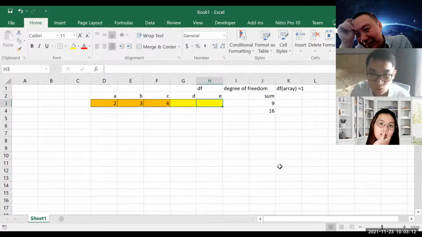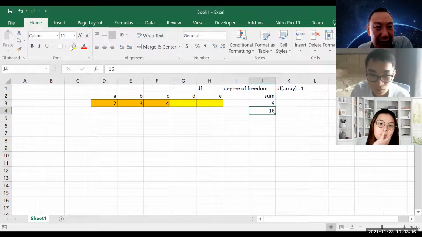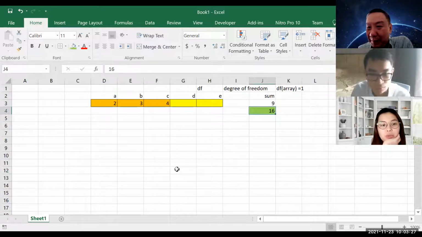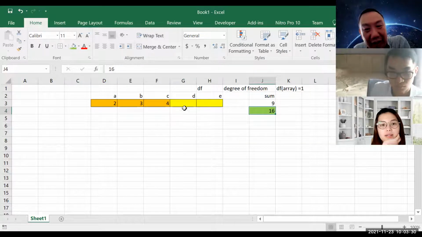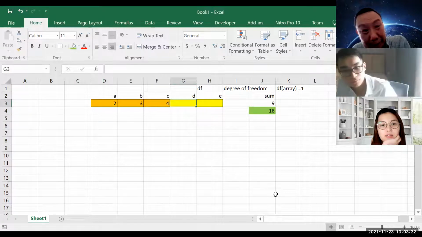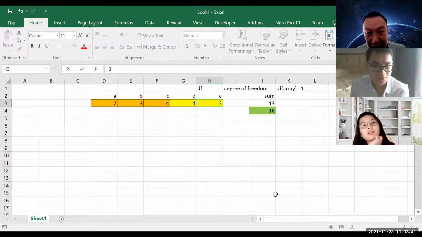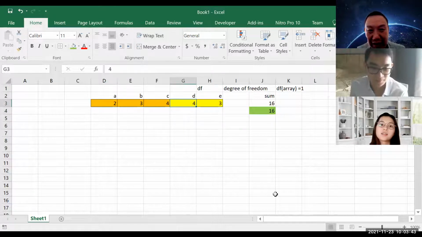Considering we want the sum to be 16. Yeah, I just want the sum to be 16, not 9. So we can take any number? Yeah, you can take any number. What is the number? Example, 4. You want to put 4 in here, and what is this number here? 3. 4 and 3, that's correct.